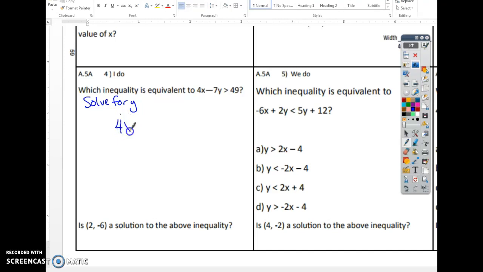So we're going to start. Don't forget, this is an inequality symbol. So if you multiply or divide by a negative, you have to flip it. Okay, so solve for y. I need to move the x over, change the sign. That's the first thing you do. Move the x over, change the sign.